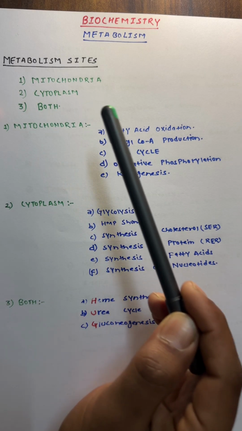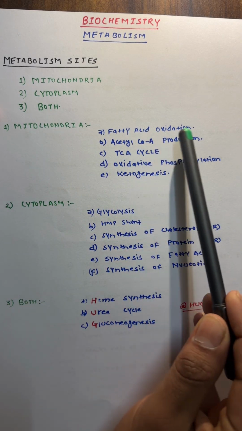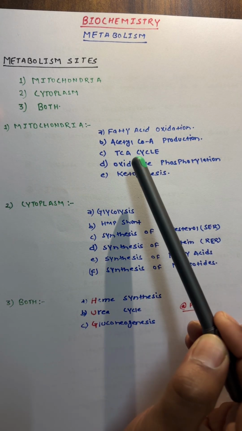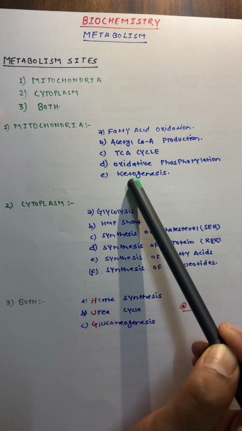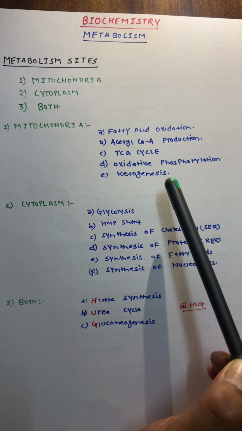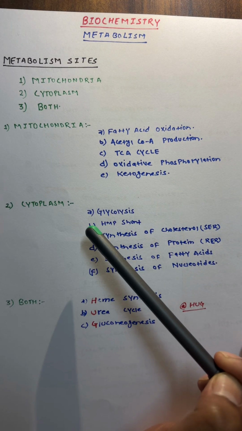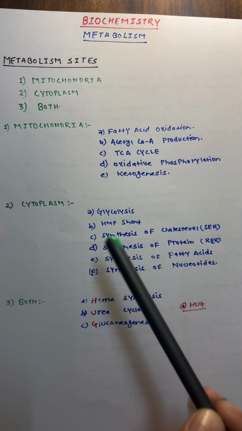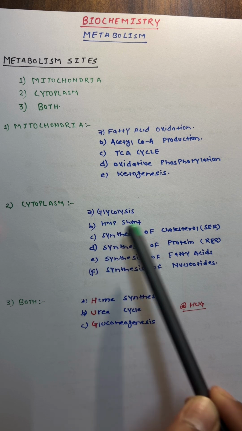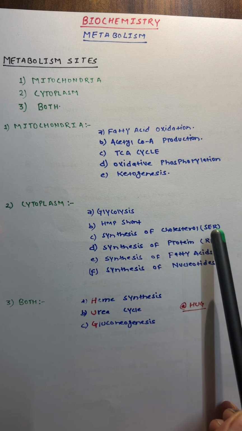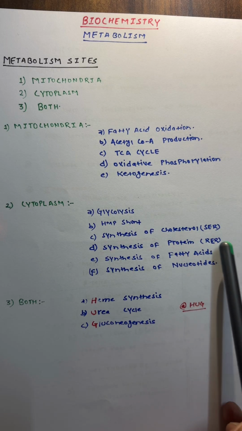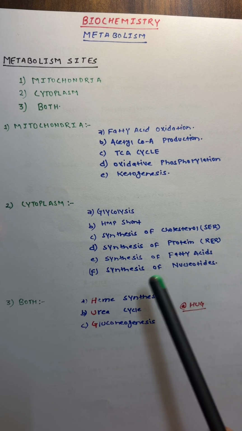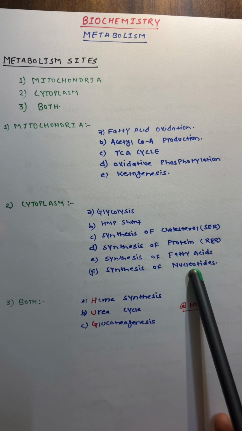Inside the mitochondria we have fatty acid oxidation, acetyl coenzyme A production, TCA cycle, that is Krebs cycle, then oxidative phosphorylation and ketogenesis. Inside the cytoplasm we find glycolysis, then HMP shunt, synthesis of cholesterol that occurs in smooth endoplasmic reticulum, then synthesis of protein that occurs in rough endoplasmic reticulum, then synthesis of fatty acids, then synthesis of nucleotides.